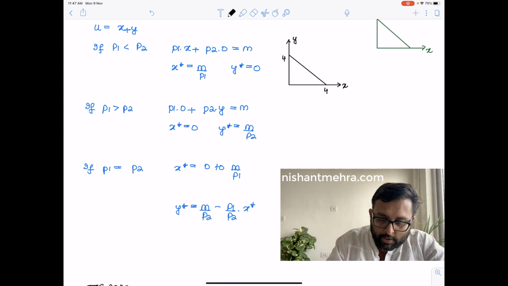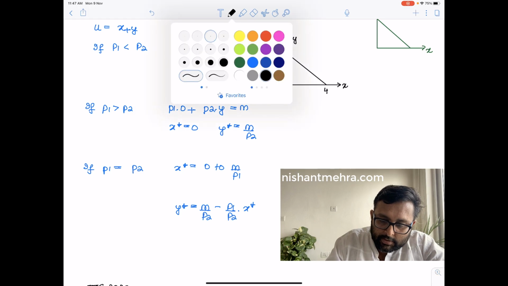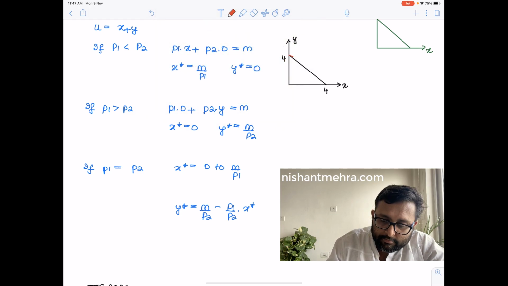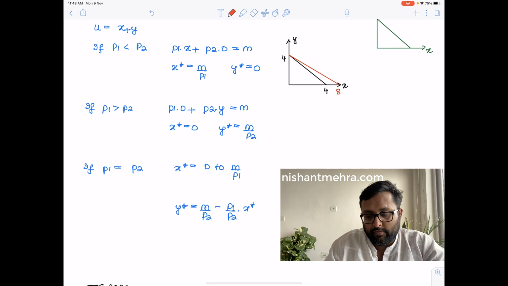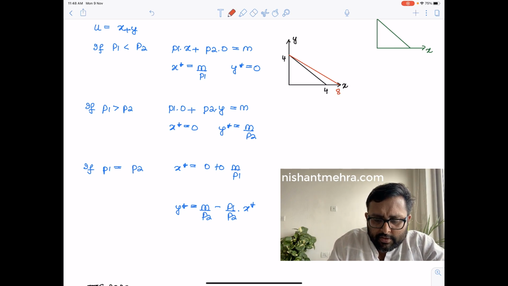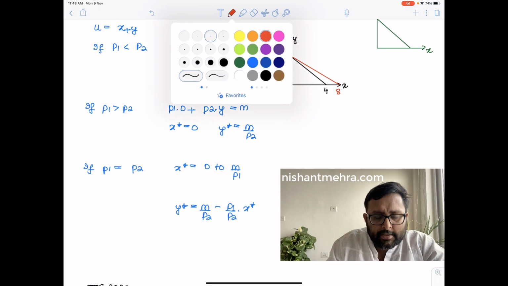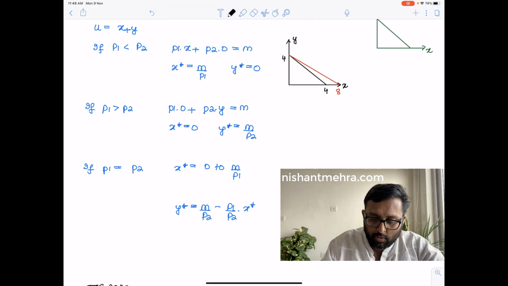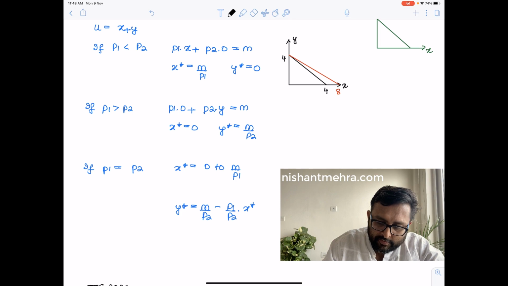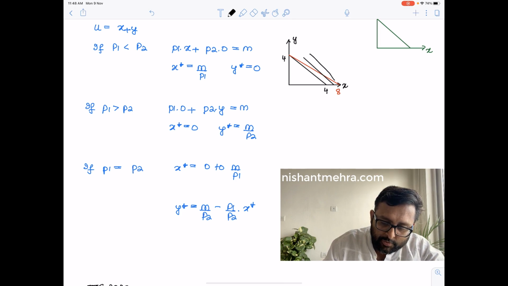When it is less than 1, say it is like this. So 4 upon 8, let's say. 4 upon 8 is half. You ask yourself, what is the highest indifference curve? Is this the highest indifference curve given this red budget line? No. Is this the highest indifference curve? No. This one is the highest indifference curve. Note that it should be parallel.